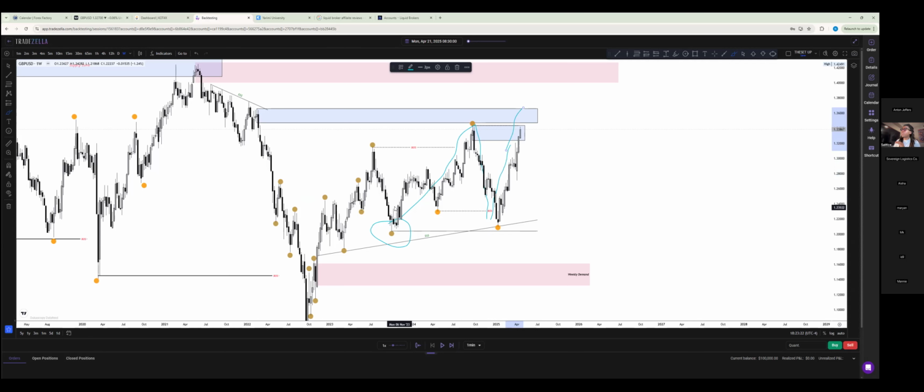Why? Because the demand was mitigated. As you know from our invalidation model, you hear me always tell us very clearly, if your demand is mitigated before, your supply will fail. Vice versa. If price mitigates your supply, and for people who are new, supply is the one above. This is considered your supply. This is considered your demand, for example.